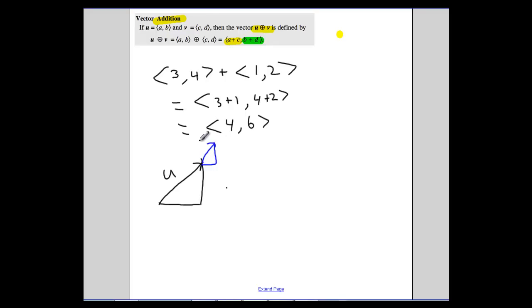And when I sum those vectors, the vector is just the old tail to the new tip, which is that line right there. And the y values have a length of, well, the first length was 4, and the next length was 2, so the total length is 6. And the x values were 3 and 1, so their length is 4. And that's where the 4 and the 6 come from.